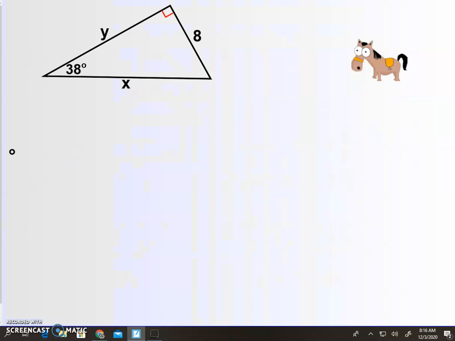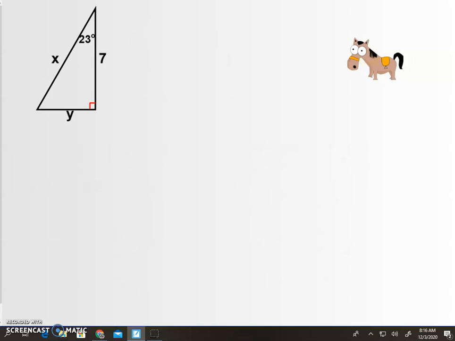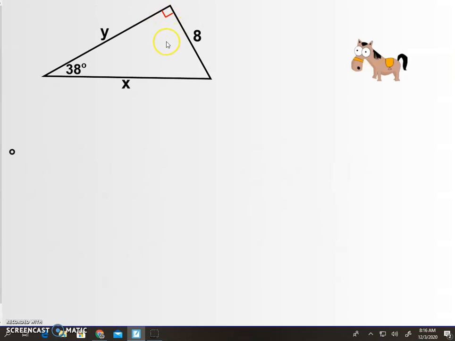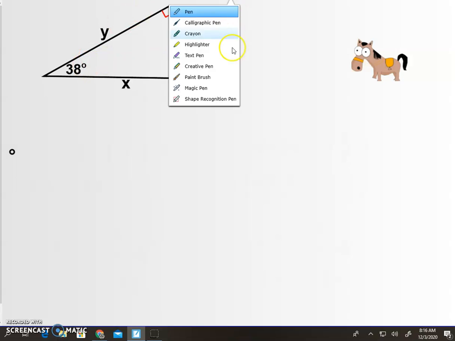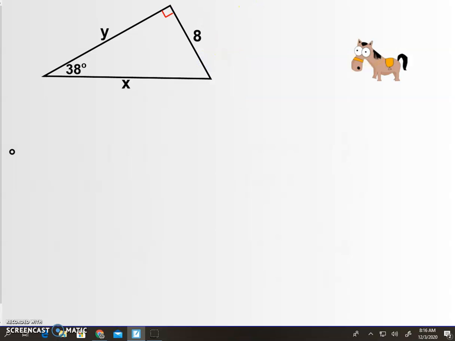So I think we worked through a couple problems, and this is the one that we're on now. So if you take a look at this problem right here, when you think about trigonometry, we've got to first of all figure out where we're standing, and we're standing right here at this 38-degree angle.